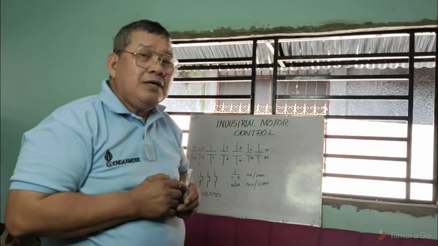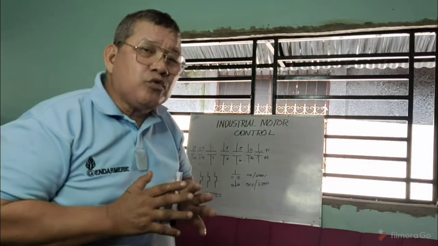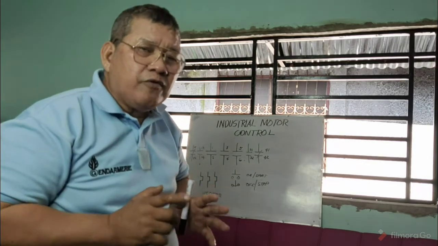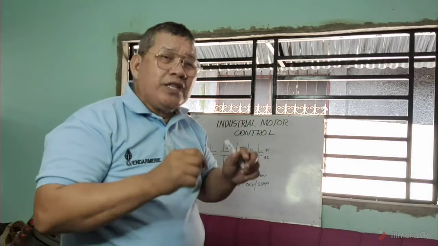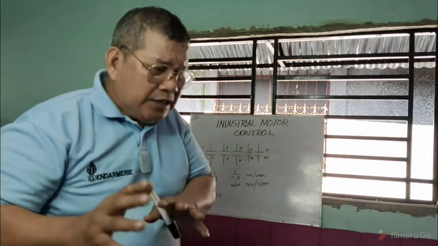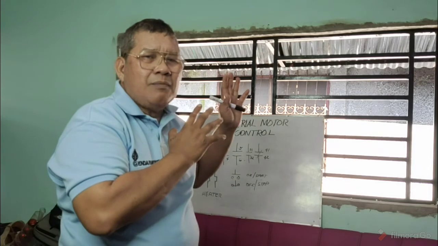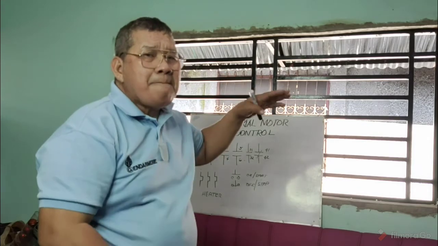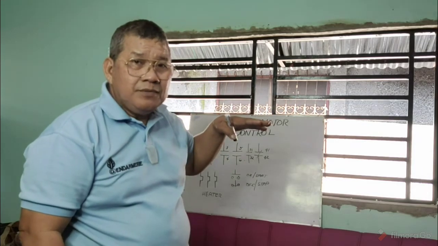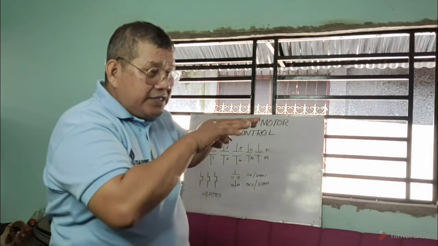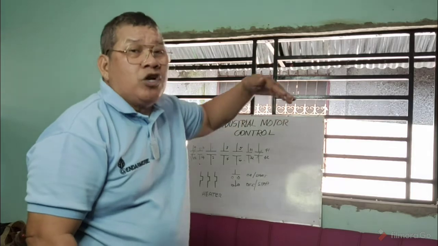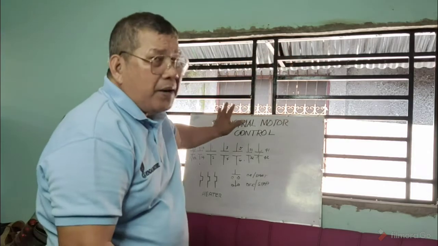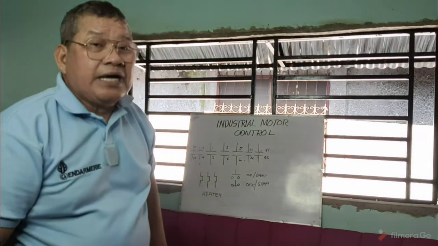If there is no protection, there's a tendency that the winding will burn. So in order to protect the windings of your motor, you need to have the overload relay. When the overload relay trips, the motor automatically stops because the power is off from the circuit, from the magnetic contactor. But the circuit breaker is still on. I'm going to explain the schematic diagram later on.